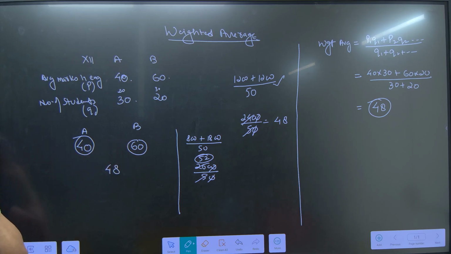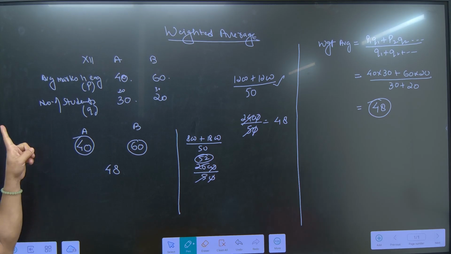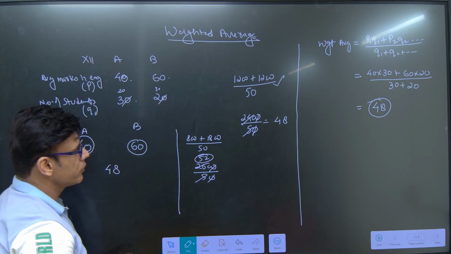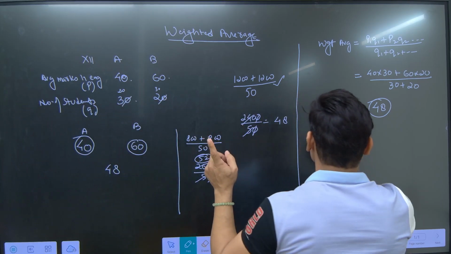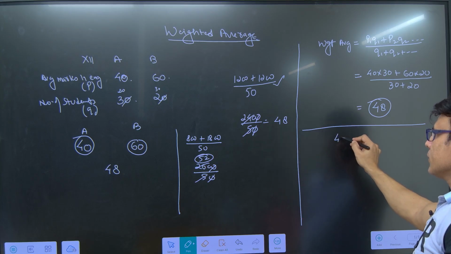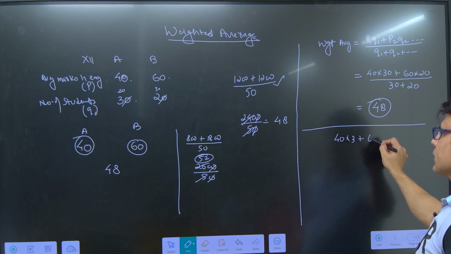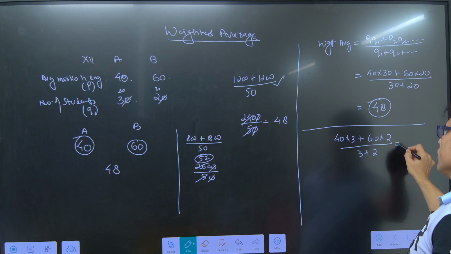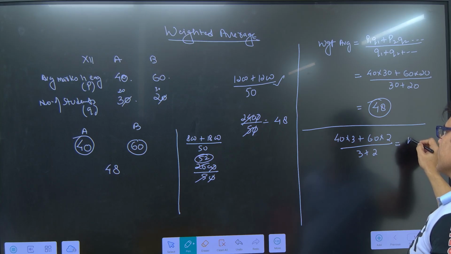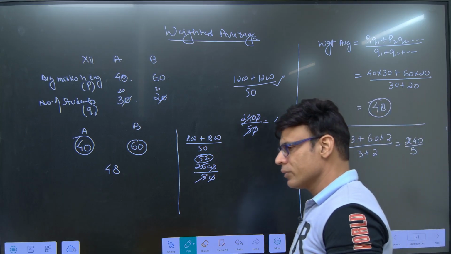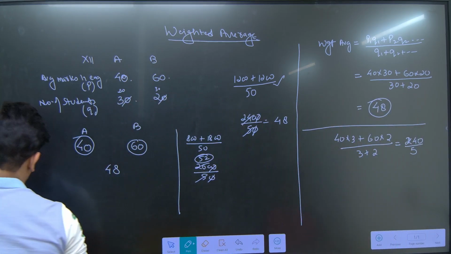Weighted average. Second is, even if I take the ratio of students, which is 3:2, and use this formula instead of number of students, that means 40 into 3 plus 60 into 2 divided by 3 plus 2, you are going to get the same thing, which is 240 by 5, which again gives you 48, right? So ratio of students also works.